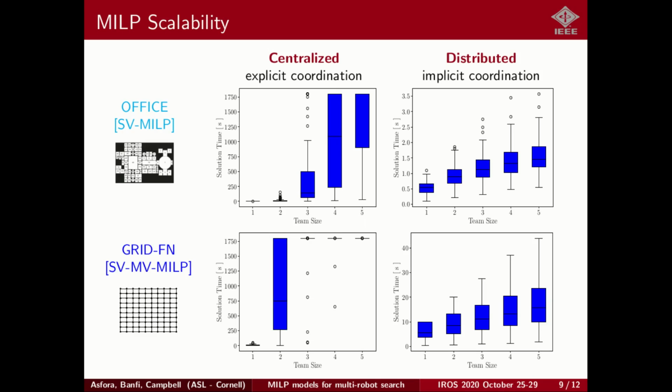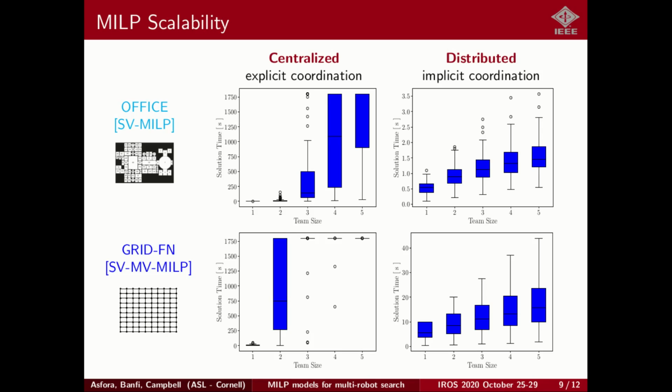To analyze MILP scalability, we compared the centralized and distributed approaches with a planning horizon of 10 time steps. As you can see here, even for the simplest model, as you increase the team size, the solver starts to take too long to find an optimal solution and reaches our cutoff of 30 minutes. Meanwhile, you can find solutions using the distributed approach in under 4 seconds.